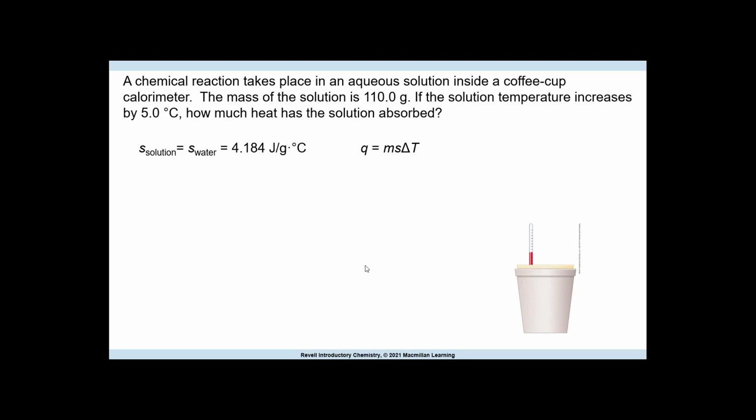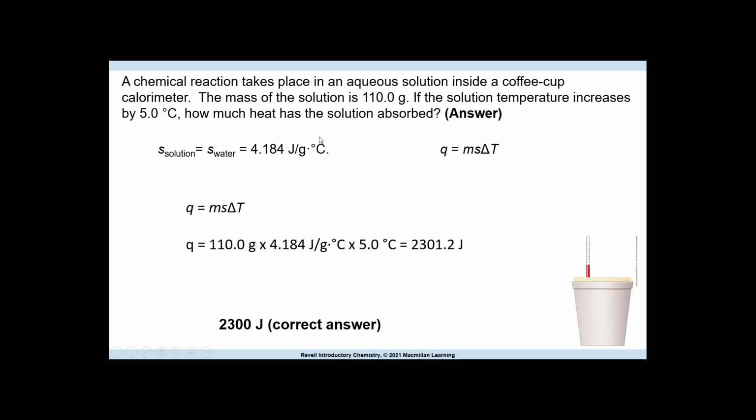A chemical reaction takes place in an aqueous solution inside a coffee cup calorimeter. The mass of the solution is 110 grams. If the solution temperature increases by 5 degrees, how much heat has the solution absorbed? So heat is what is being asked. They're considering the solution equal to water, since it's mostly water, so we're going to use the specific heat of water. And here is the equation that we need.